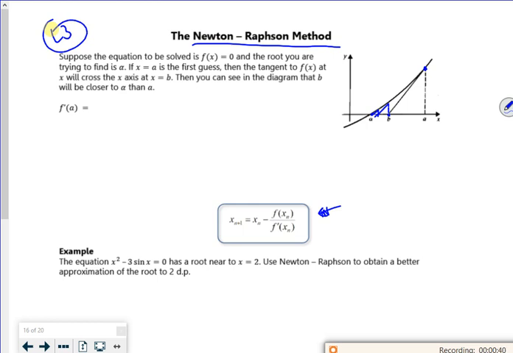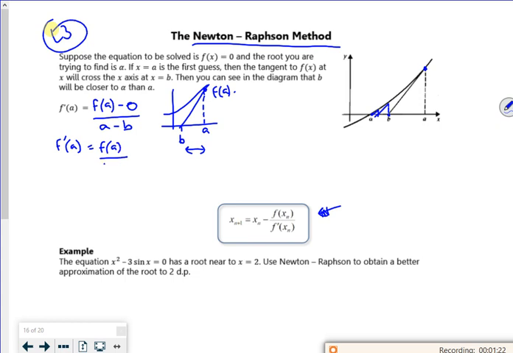So we can show it if we just look at that first triangle. So there's my graph. So that's A. Then I've got my tangent coming down for B. And this y value up here is f of A. So I want to work out what the gradient is, the f dashed of a. So you know that a gradient is a change in y over a change in x. So the change in y is the y value at a minus the y value at b, which is 0, over a minus b. So I've got f dashed of a is f of a over a minus b.